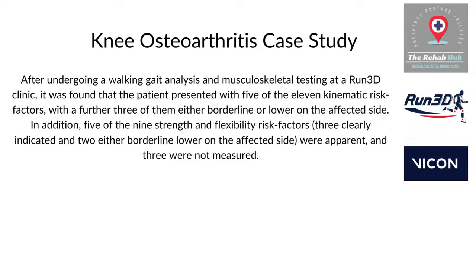Essentially, what was shown was that, out of those risk factors I've just shown you, this particular patient had 5 of the 11 risk factors for knee osteoarthritis. And a further 3 of them were either borderline or on the affected side. It was really hitting the nail on the head, just to show how accurate this system is. In addition, 5 of the 9 MSK assessments, so the strength and flexibility risk factors, indicated that they were lower than the affected side, with one borderline.